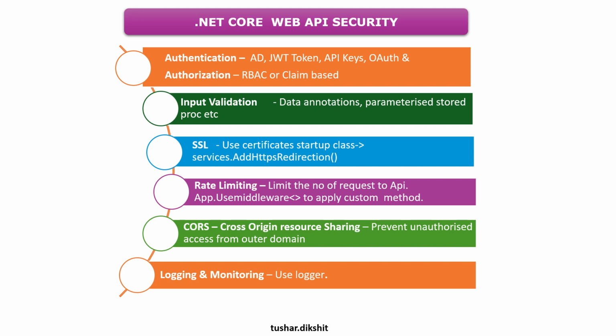First is authentication and authorization. In authentication, there are various methods using Azure Active Directory, or JWT, JSON Web Token. That is the most common method, where a token is added to the payload and validated along with the request. API keys are simple: keys are added to the header of the request and you can validate that. And then there is authorization, either role-based or claim-based. That is the first point: authentication and authorization.